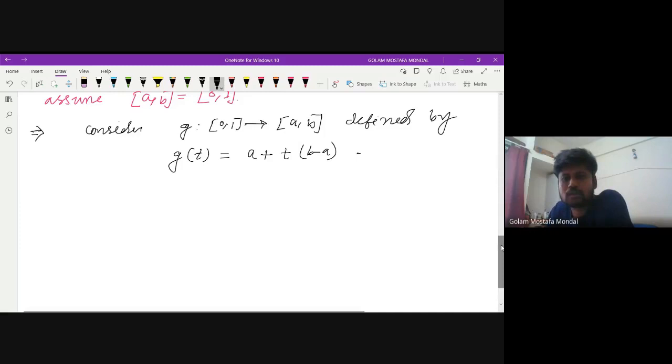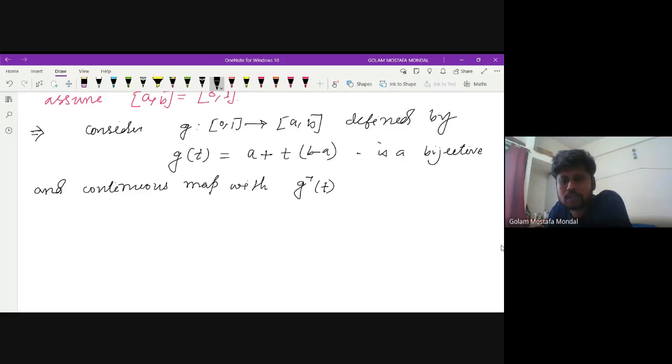So this is a bijective and continuous map, with the inverse g inverse of t equal to (t minus a) divided by (b minus a). It is easy to check. And see that g inverse is also continuous. Nothing to check actually; g inverse is also continuous.